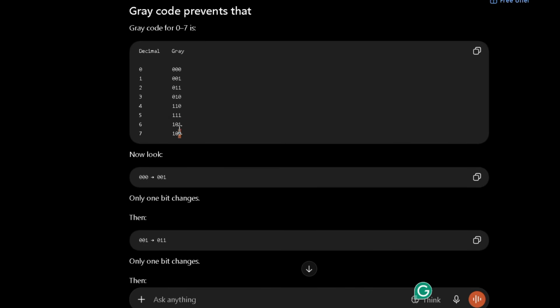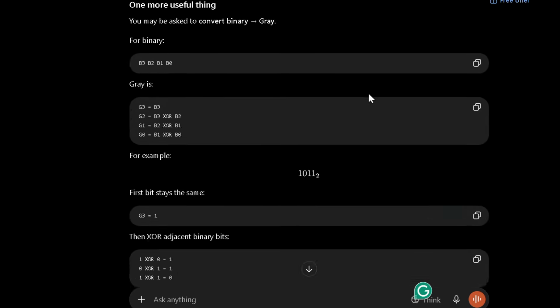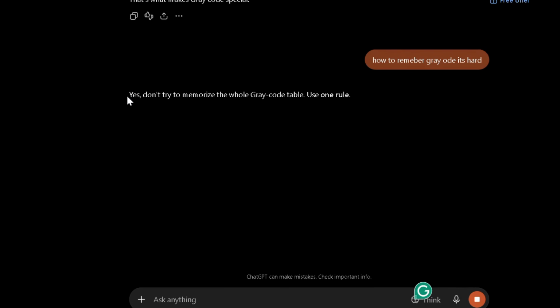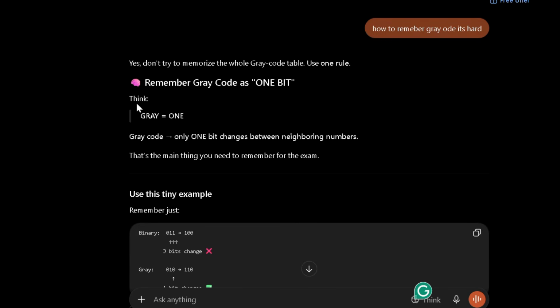How to remember? Use one rule. Think of the Gray code story: in Gray code only one bit changes from one number to the next.